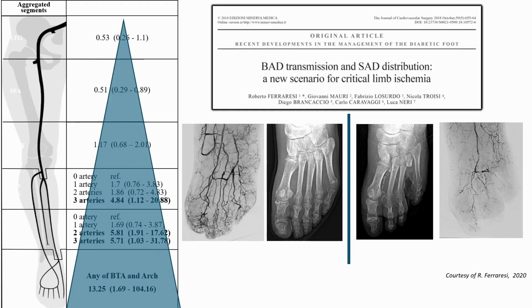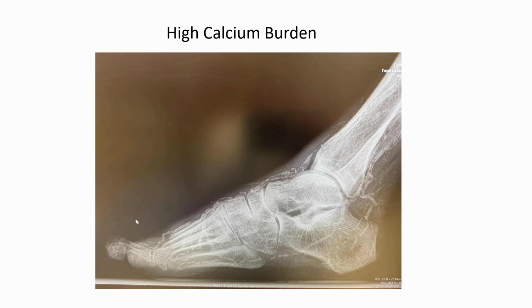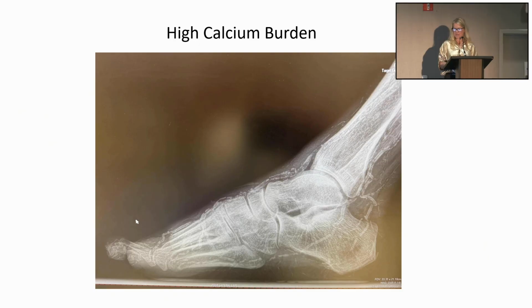So, you know, I talked about his high calcium burden with 2-view x-ray. So when we get an x-ray, Dr. Ferraresi and his group did a great publication looking at big artery disease, or BAD, versus small artery disease, SAD. So small artery disease is below the knee and into the foot. And these patients have a high calcium burden. These patients, I think, may require multiple interventions, and they're challenging.